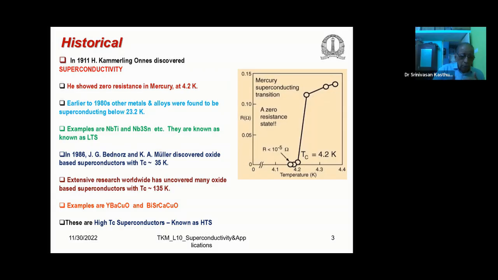Now, the materials whose transition temperatures are above 35 Kelvin and up to about 135 Kelvin are known as HTS, high temperature superconductors. So please understand, for the high temperature superconductors you can just use liquid nitrogen as a coolant, because nitrogen boils at 77 Kelvin. So it becomes much easier for people to use liquid nitrogen for getting superconductivity in these materials.